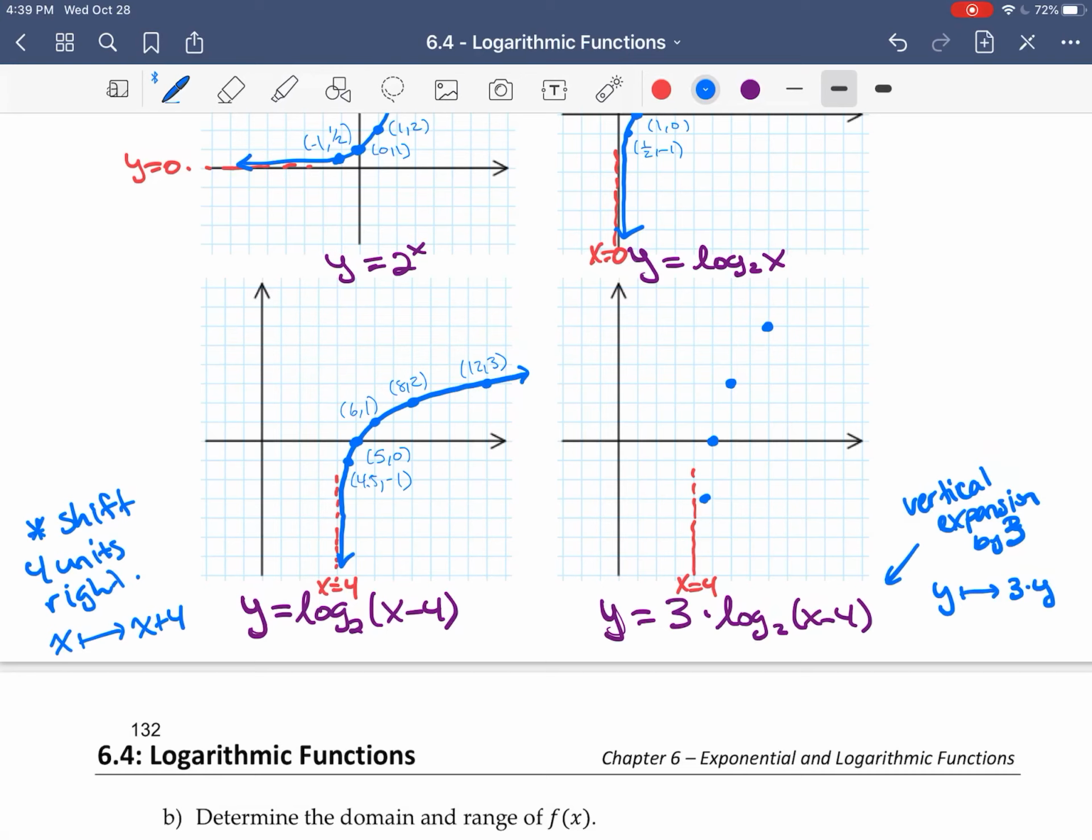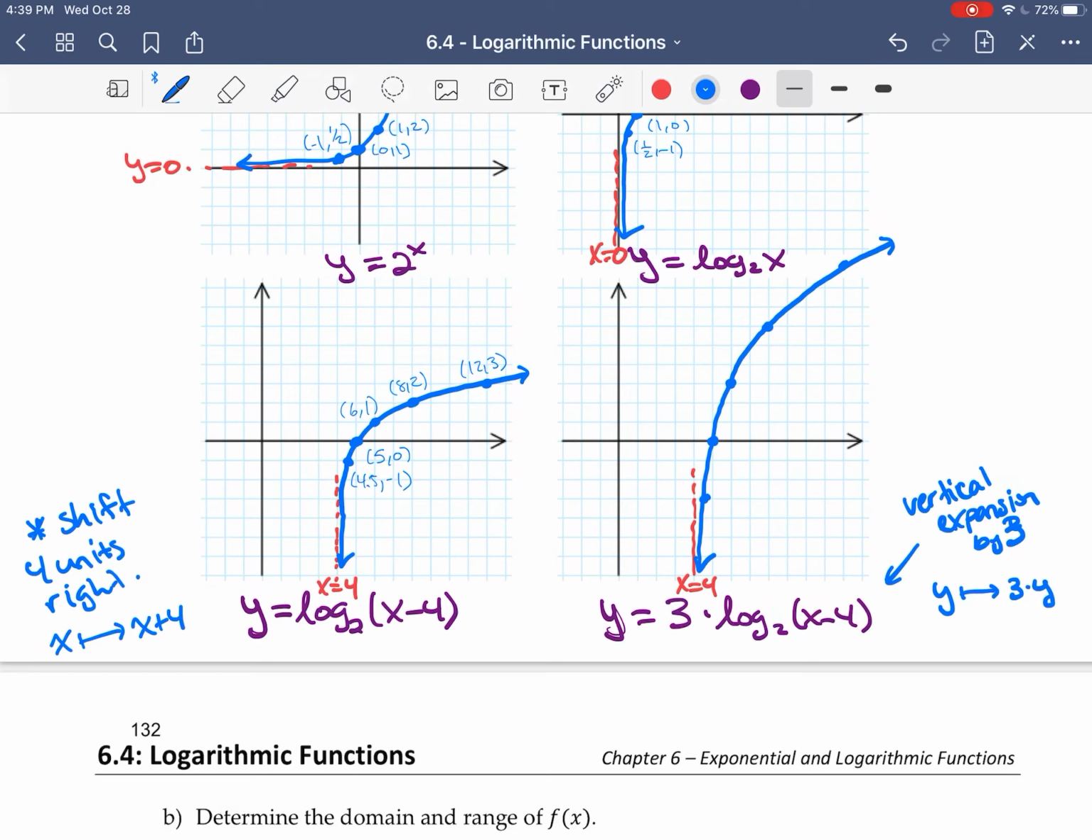And the 12, 1, that's 8, 10, 12, is going to be at 9. So that's up here. So you can see the graph has been stretched vertically by a factor of 3. So it's going to look something like that.